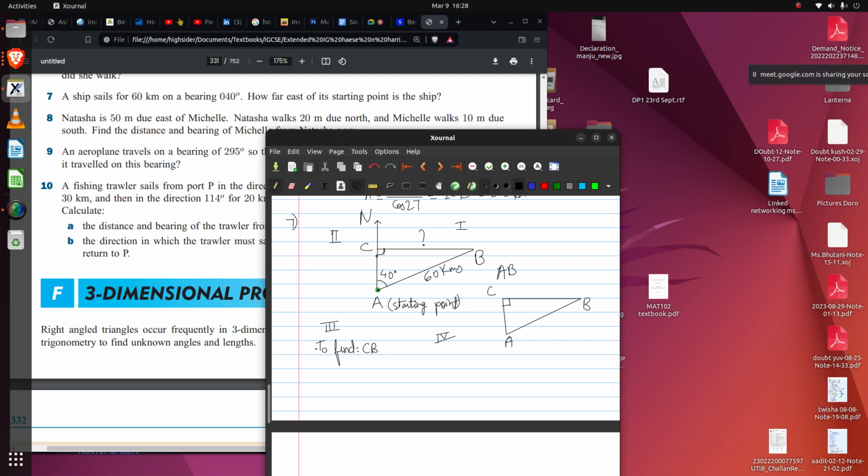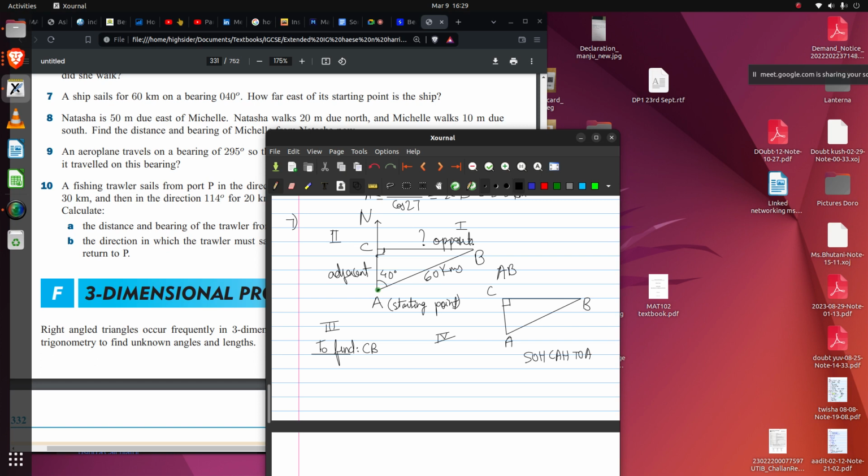So, what should I use? Trigonometry? Yes. How? So you can label the angle inside like 40 degrees. Yes. Again, SOHCAHTOA, something has to be used. So this is your adjacent side. This is your opposite. Exactly.